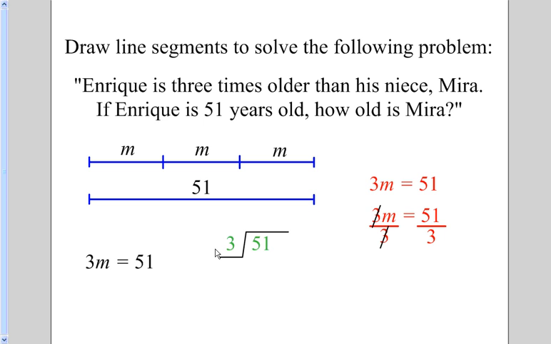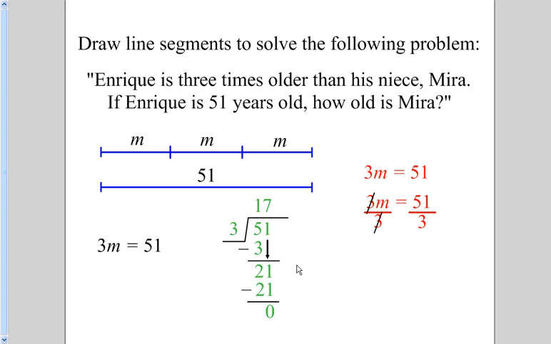Okay, 3 into 51. 3 goes into 5 1 time. 2 left over. Bring down the 1. 21. 3 goes into 21 7 times. And that goes evenly. So 17 is our answer. That's Mira's age. M equals 17. 3 times m, 3 times 17, is 51.